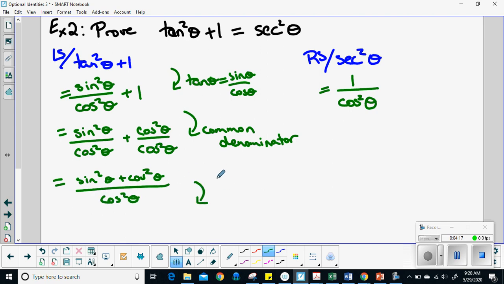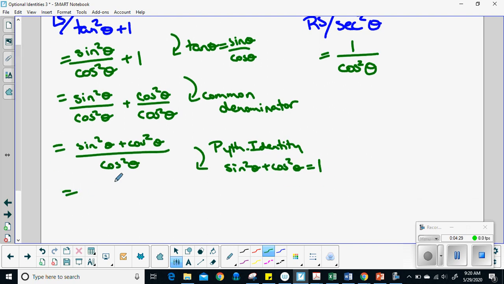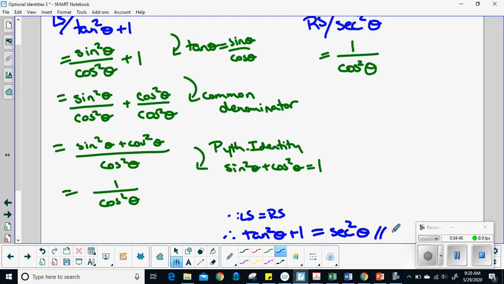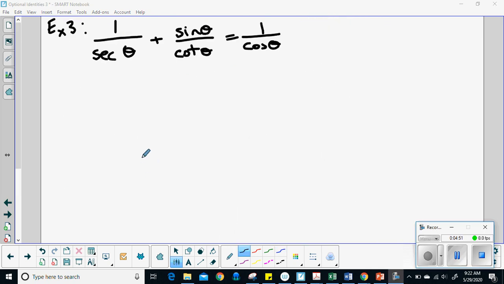And remember, we can use the Pythagorean identity where sine squared plus cos squared equals 1. So that now gives me 1 over cos squared theta. Hey, look at that. Left side equals right side. Since left side equals right side, therefore tan squared angle plus 1 equals secant squared theta. QED. Lovely. All right, let's do one last one.